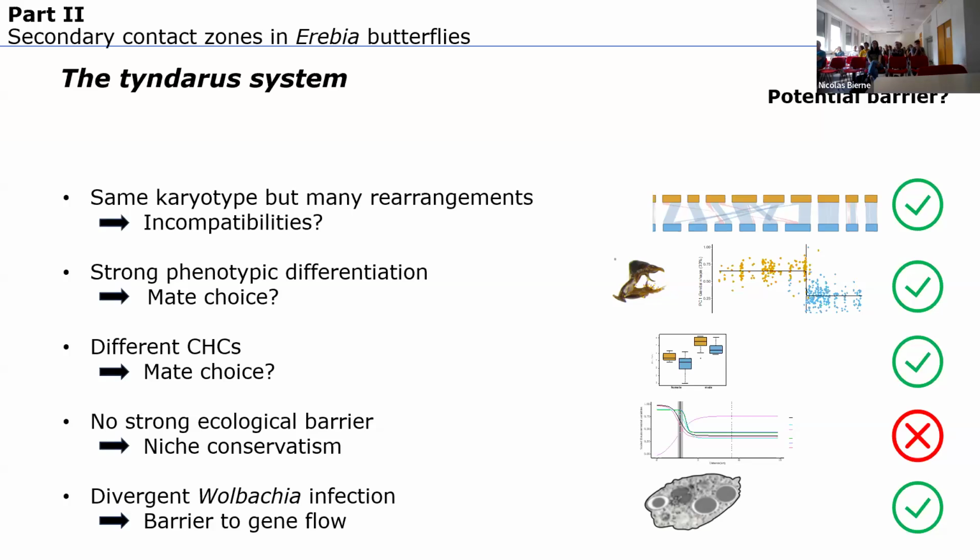What they don't have is ecological differentiation. All the ecological data that we looked at suggests they have pretty much the same ecological niche, which is likely the reason why they cannot coexist. And indeed, a recent phylogenetic analysis suggests that closely related Erebia species have similar ecological niches more often than you would expect by chance. So we have a case of niche conservatism.